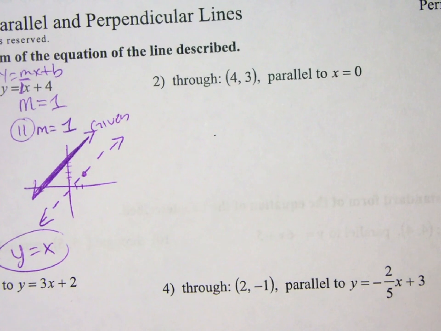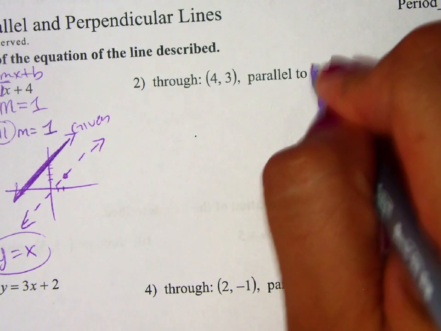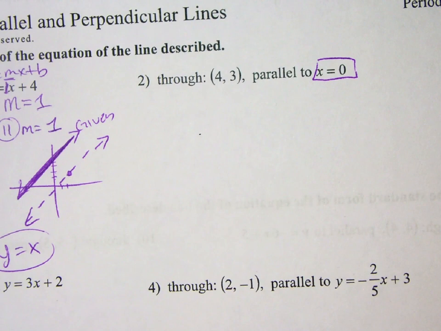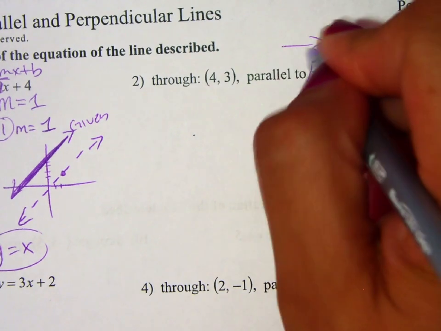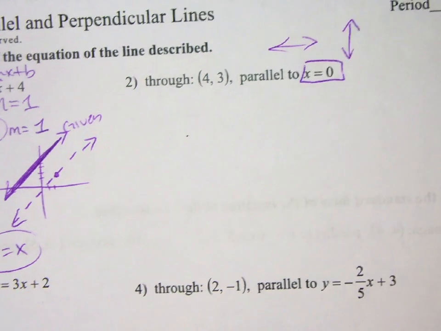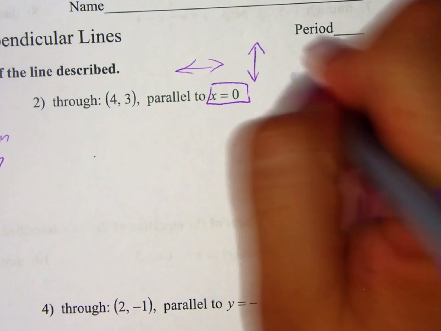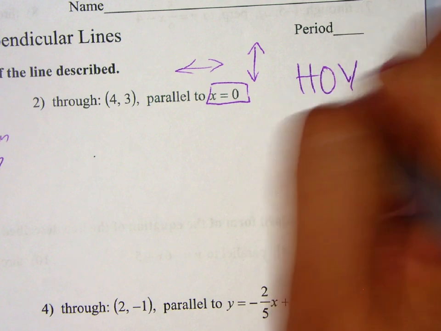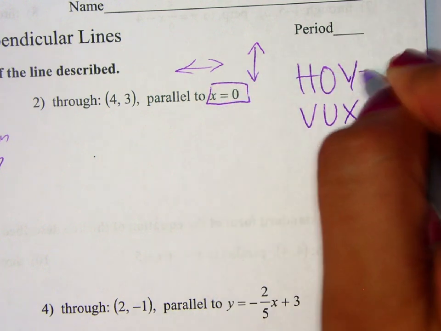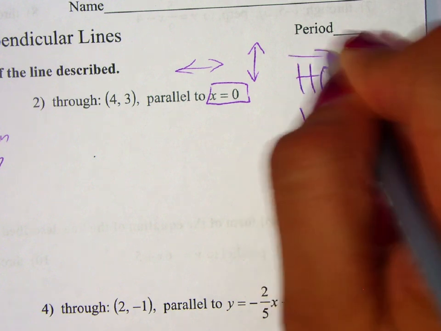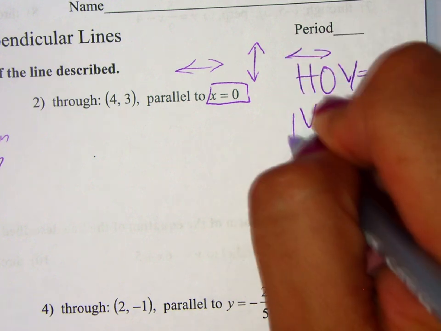All right, so the next problem is similar. We're going to have a parallel line. However, this x equals 0 is a special line. This is a line where you either have a horizontal or a vertical line. The acronym that I've shown in class is HOY VUX. This acronym reminds you of which line is x equals. If it's y equals, it's horizontal. If it's x equals, it's vertical.